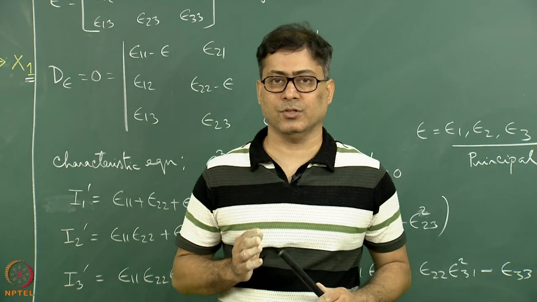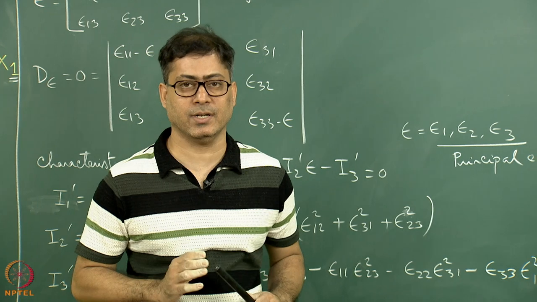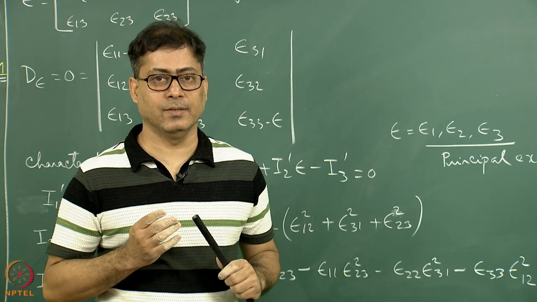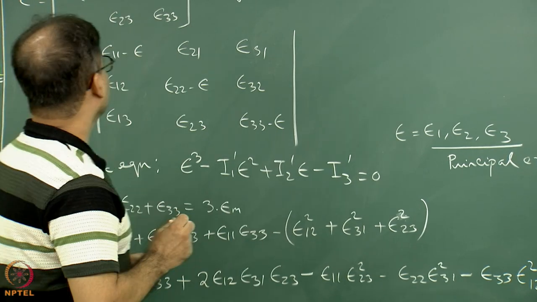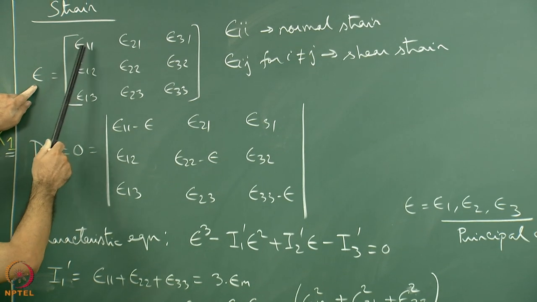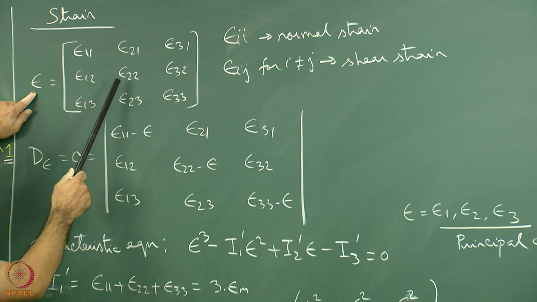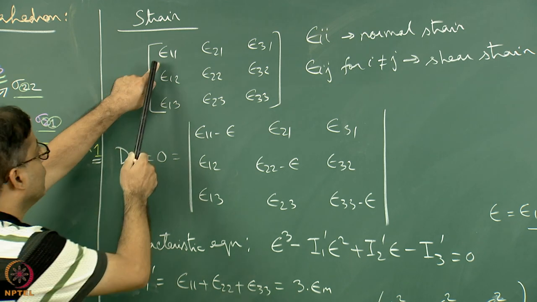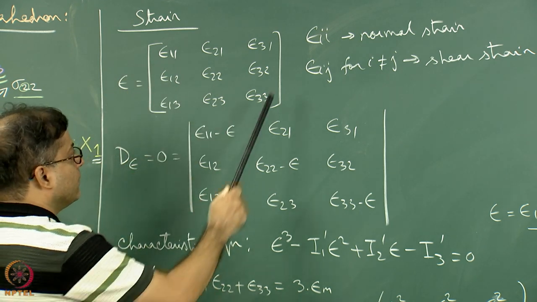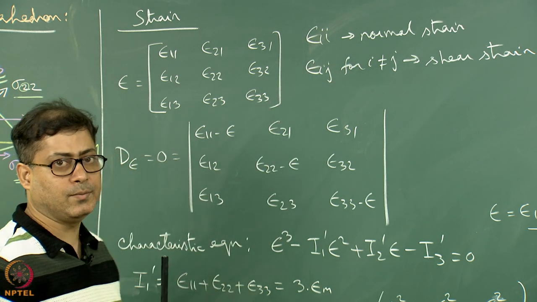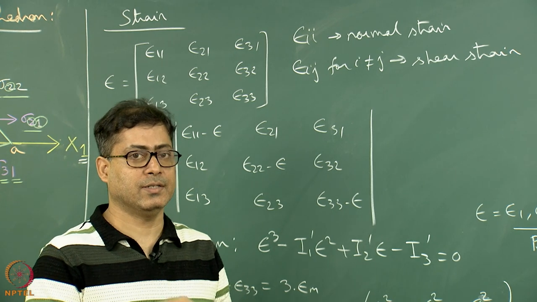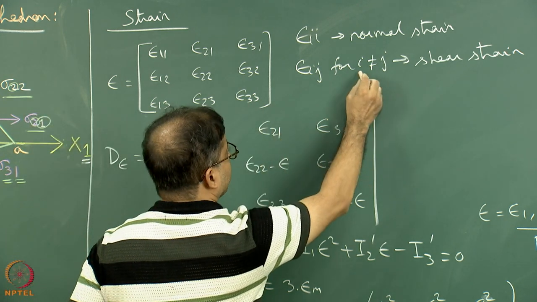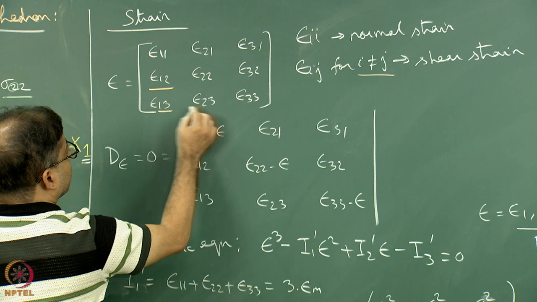We have seen, starting from the Cauchy stress tetrahedron, how the stress matrix has been constructed. Similarly, we can also look at strain in terms of a 3 by 3 matrix, total 9 elements. So here is the strain matrix: epsilon 11, epsilon 21, epsilon 31, this is epsilon 12, epsilon 22, epsilon 32, epsilon 13, epsilon 23 and epsilon 33. Here epsilon 11, epsilon 22 and epsilon 33, in other words epsilon ii, indicate normal strain. That means the strain that takes place perpendicular to a plane. And epsilon ij is known as shear strain if i is not equal to j. So these are the different shear strains.